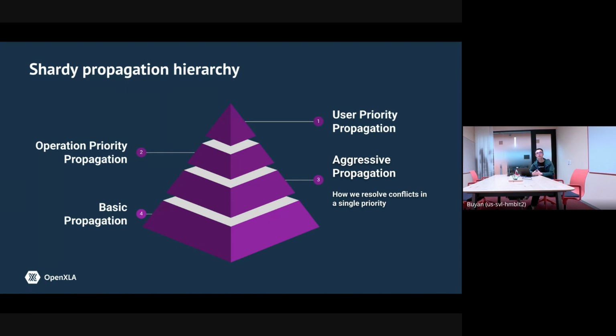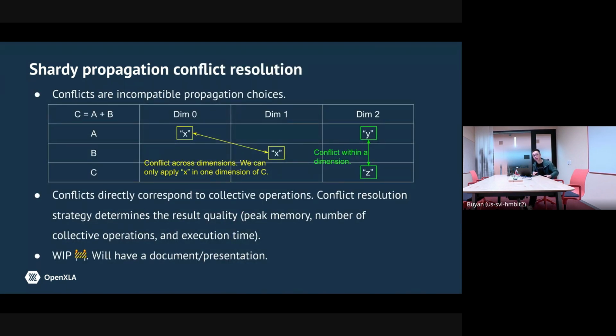Yeah, next slide. This slide demonstrates what the conflicts are in this sharding propagation and how we resolve them. The conflicts are incompatible propagation choices in this process. I'm using a simple element-wise operation, the add, as an example. We have A plus B, and the simple method is trying to propagate an axis along a single dimension to all tensors. For example, if there is no conflict, we can propagate the axis x along dimension 0 from A to the other tensors, B and C.